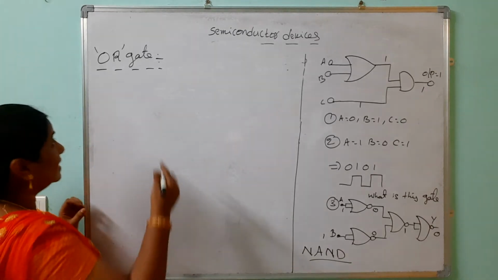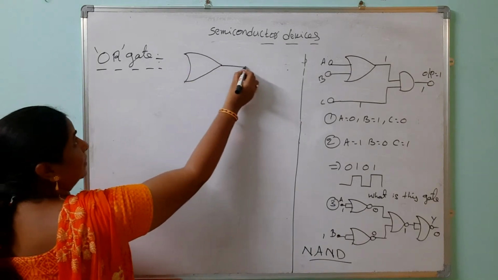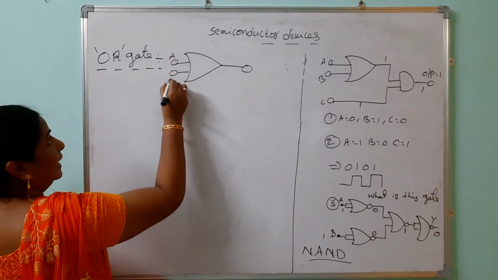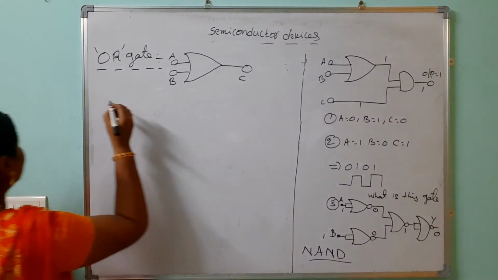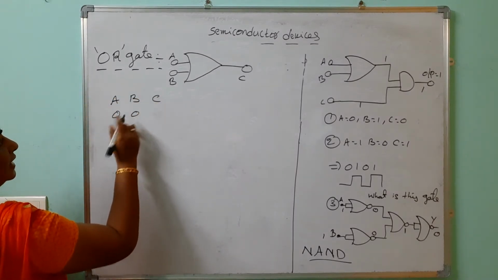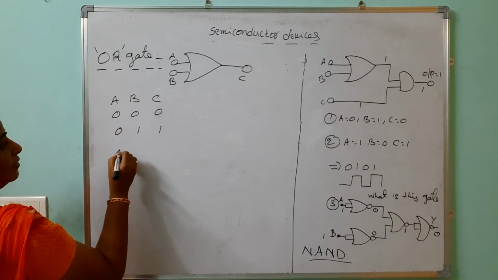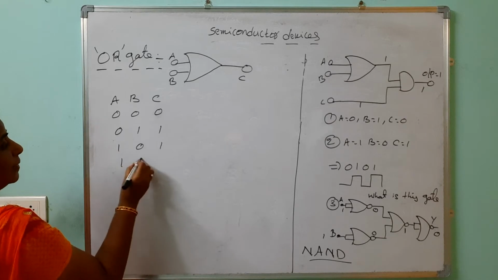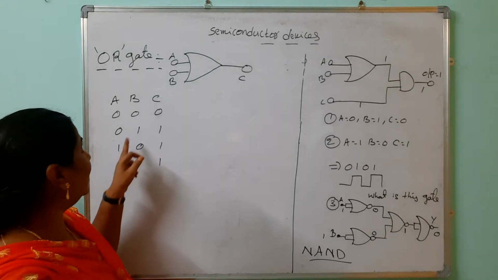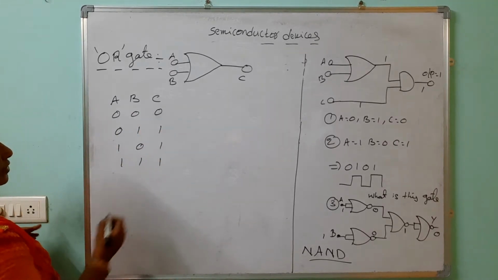So in this case the symbol is like this. The symbol for the OR gate is like this. It has two inputs and one output, A, B, C. Then coming to the truth table, A, B, C. 0, 0 are the inputs. 0 plus 0, how much? 0. 0, 1: 0 plus 1 is 1. 1 plus 0, 1. 1 plus 1, don't write 2, 1 only. So high plus high is 1. If any one input is high, the output is also high. So this belongs to the OR gate.